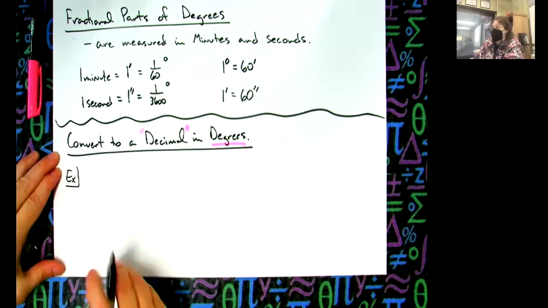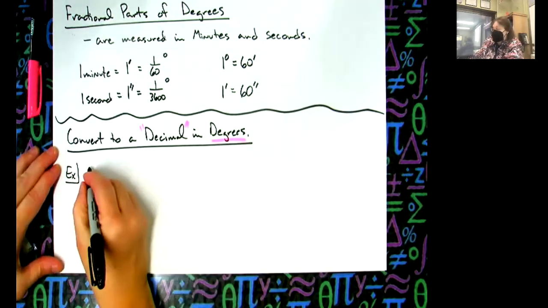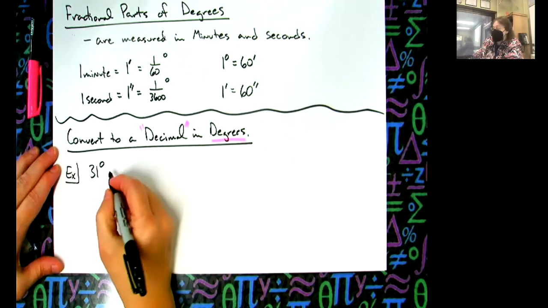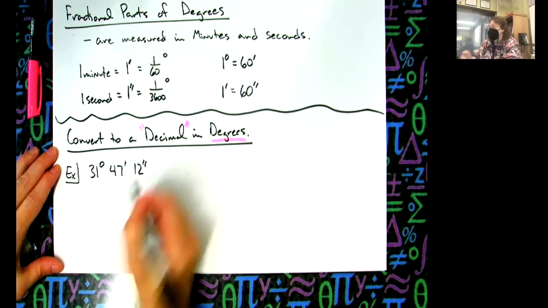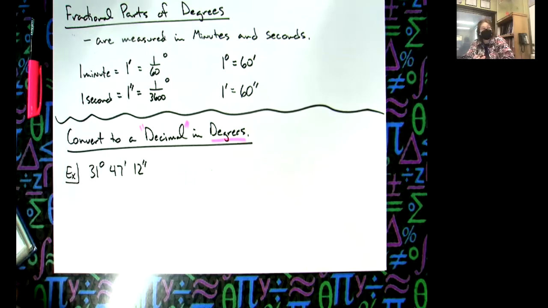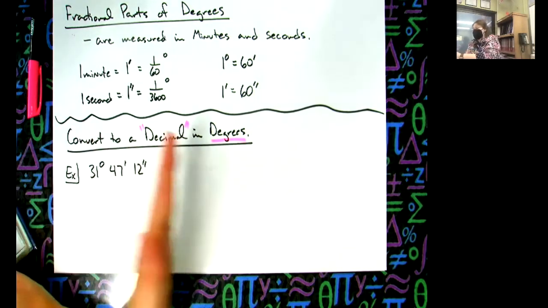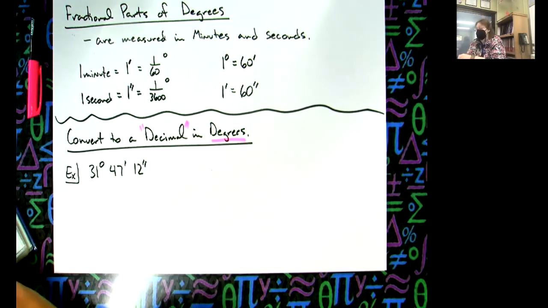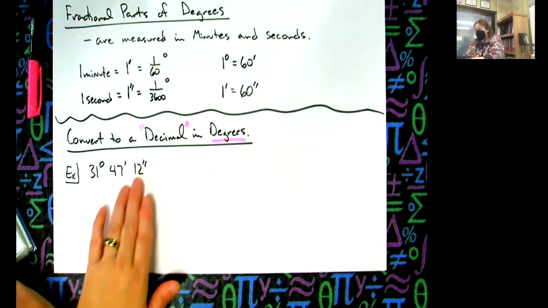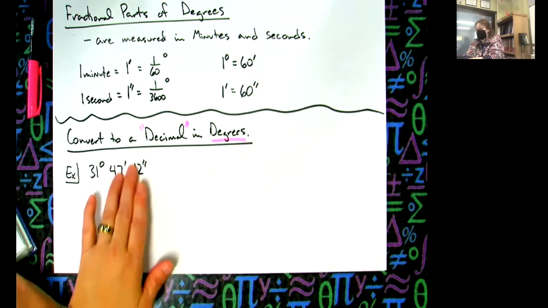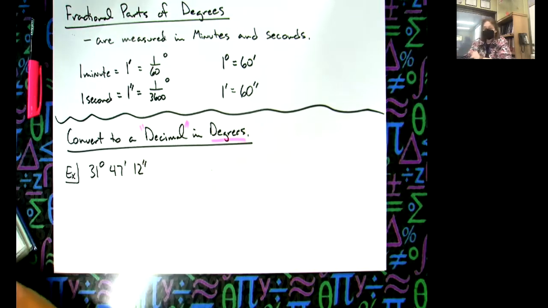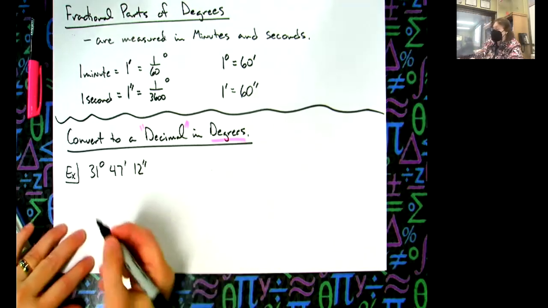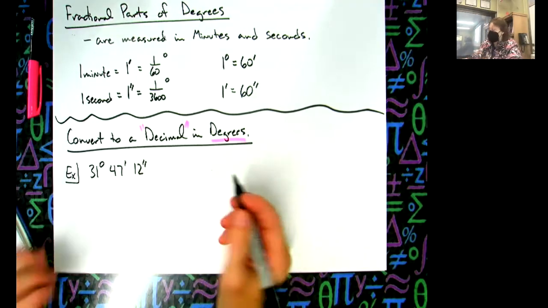So if they give you a measurement, like say 31 degrees, 47 minutes, 12 seconds. I don't have a decimal, and my overall answer is in degrees, minutes, and seconds. It's not just in degrees. This part represents some decimal representation of a portion of another degree. This is going to be real easy. You're just going to use a calculator probably.